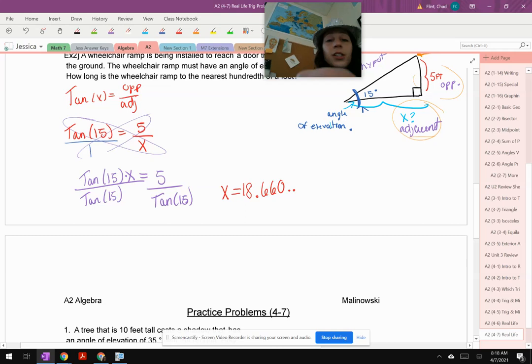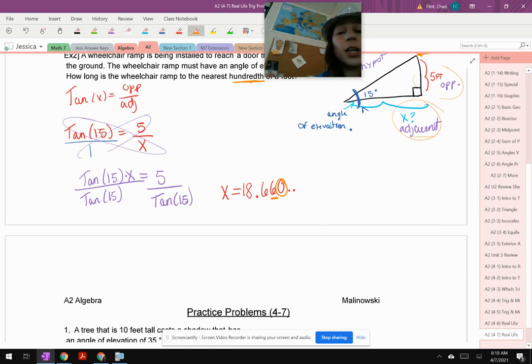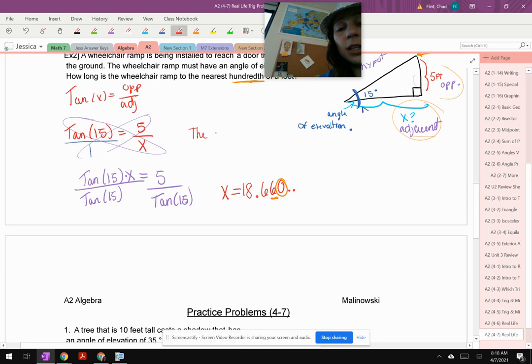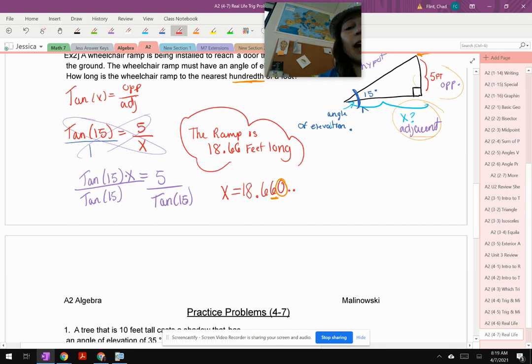To the nearest hundredth, tenths, hundredths. Look at the 0. The 0 tells me to stay the same. So the ramp is 18.66 feet long. And there you have it.